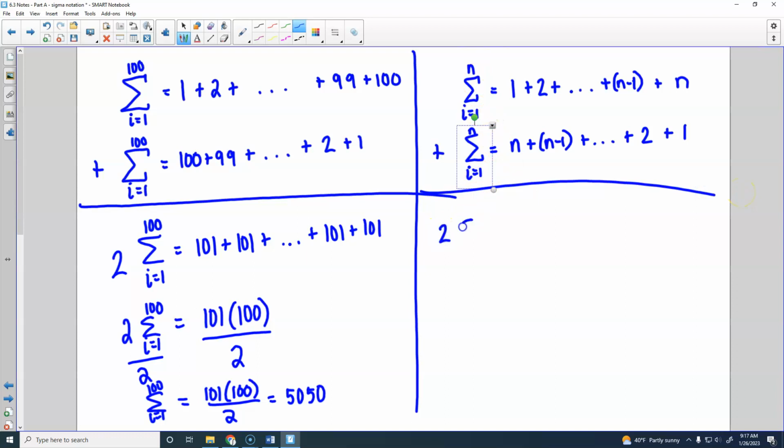Okay, and if I use that same logic that I was using before, add these together, so I've got 2 times the sum from 1 to n of, what do I get whenever I add 1 and n? N plus 1. What do I get whenever I add 2 and n minus 1? N plus 1 again. N minus 1 and 2 gives me n plus 1. N plus 1 would be n plus 1. All right, so how many times am I adding n plus 1?